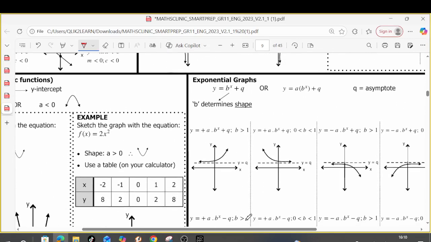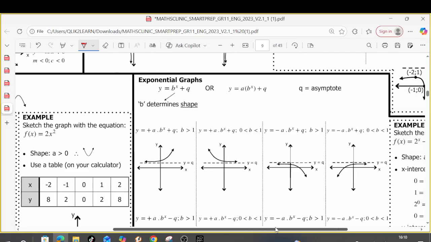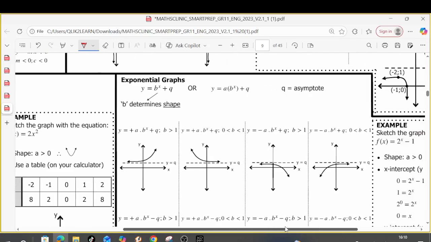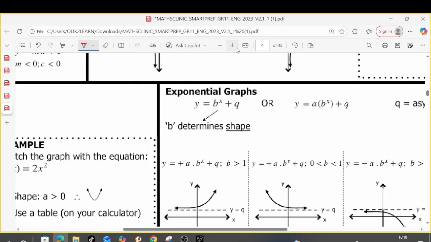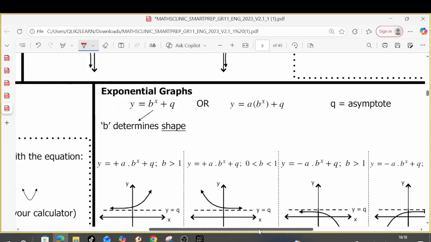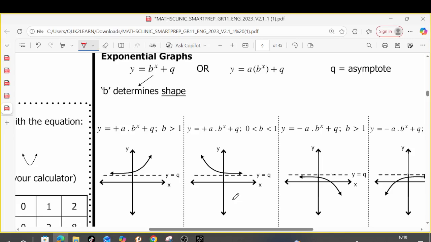B determines the shape, so that's the value of B, not A. That's the value of B, and it also depends if B is greater than 1. Guys, we're just gonna schedule another lesson to discuss the basics now, because I don't like to talk too much about the basics. If B is greater than 1, this is how your graph will look like.